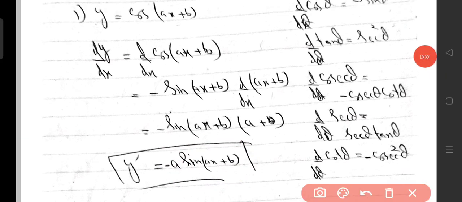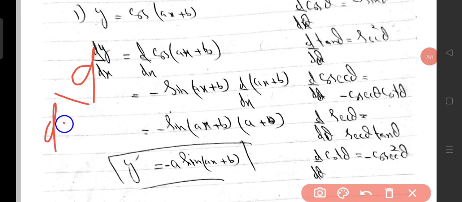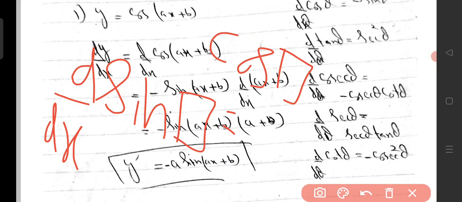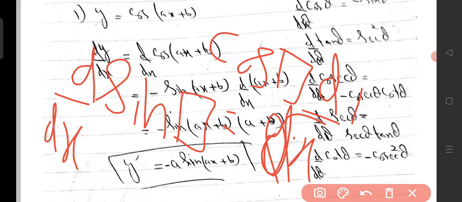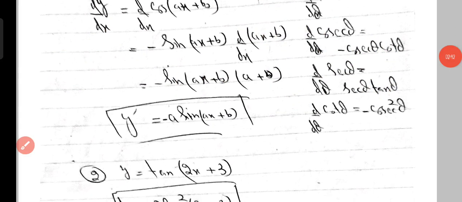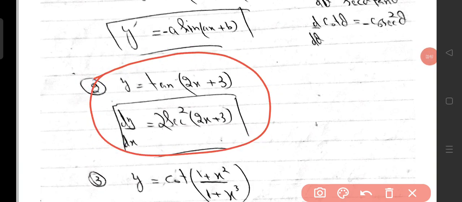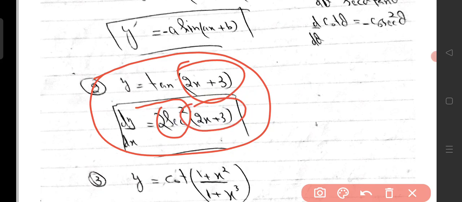So I repeat again this formula: d over dx of sine box is equal to cos box into d upon dx of box. Clear? Now the question is y is equal to tan of 2x plus 3. So the derivative is sec square of 2x plus 3, and the derivative of 2x plus 3 is 2. So I can write 2 on the left hand side.